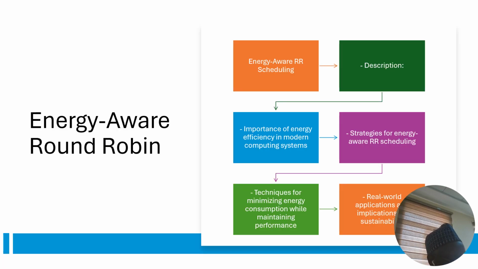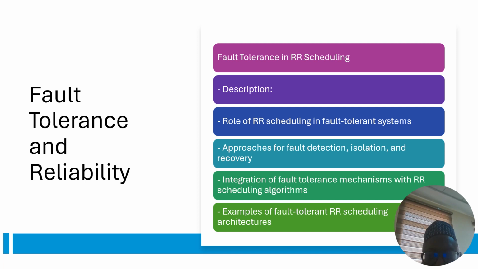Energy-aware round-robin techniques. This is another area that is attracting attention in recent years. With the growing concern about energy consumption and sustainability, there is interest in developing energy-aware scheduling techniques, including those that are based on the round-robin scheduling algorithm. Researchers may be investigating approaches to minimize energy usage by dynamically adjusting parameters and leveraging the power management features in modern processors. And lastly, fault tolerance and reliability.